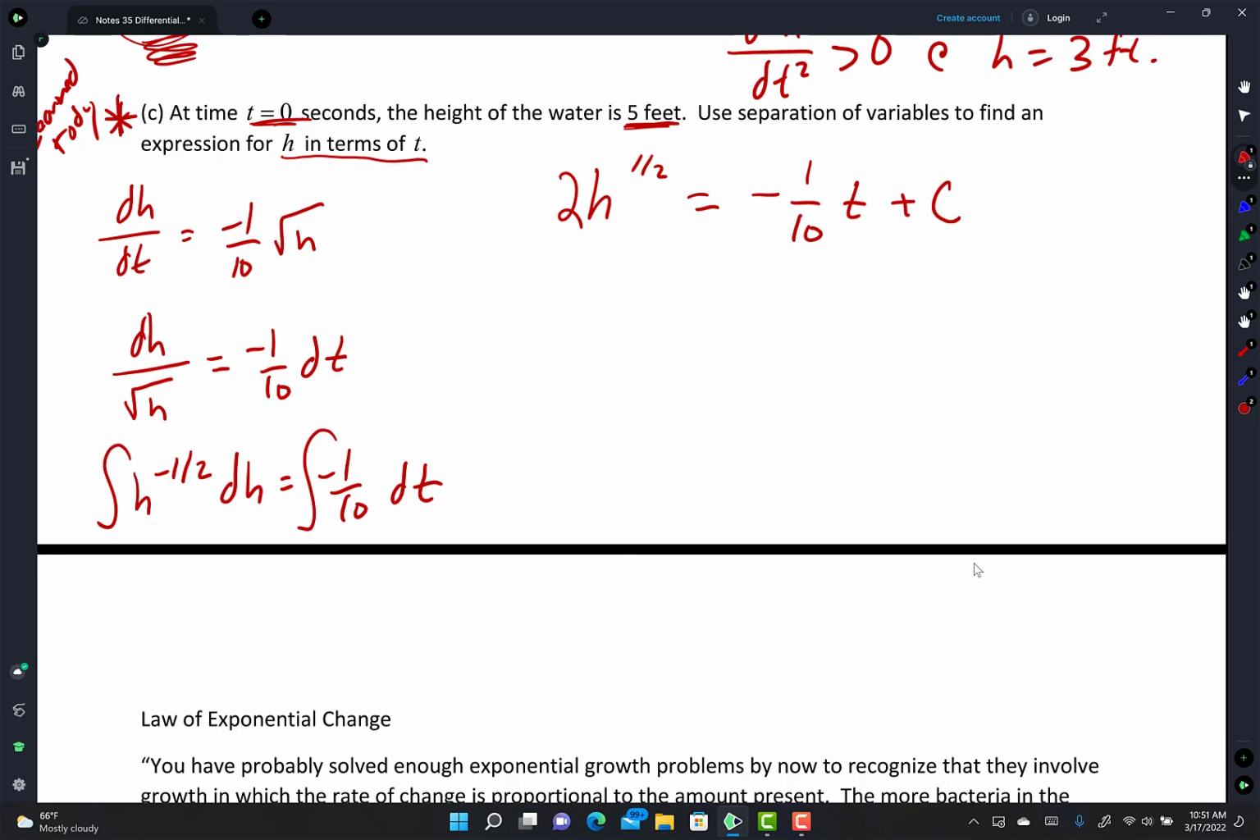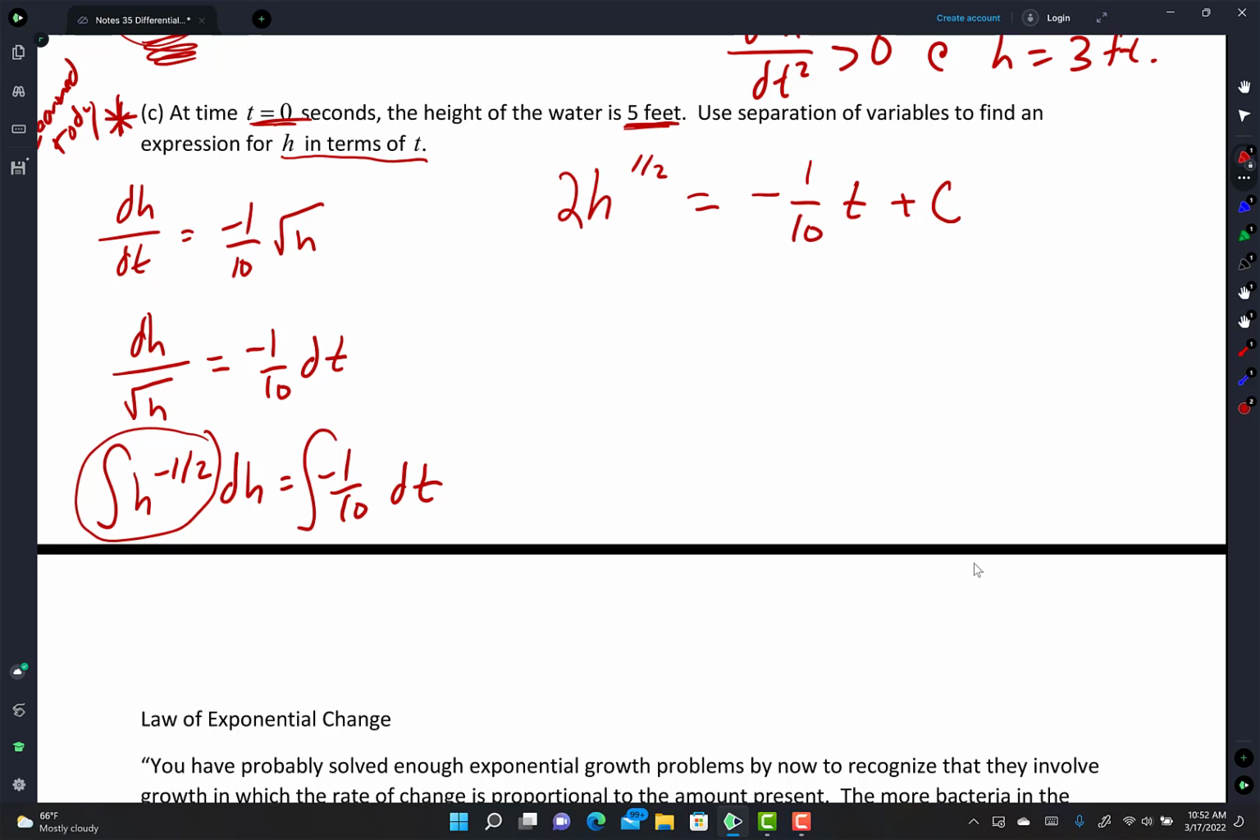Yes, I just did my power rule, or the opposite of the power rule. So that negative half, I added 1. So that's where I got a half. And then I divided by a half, which is the same thing as multiplying by 2. Okay. Are we still okay, guys?